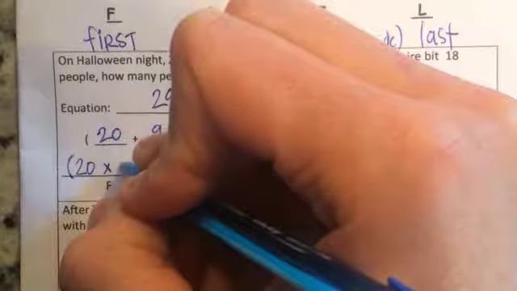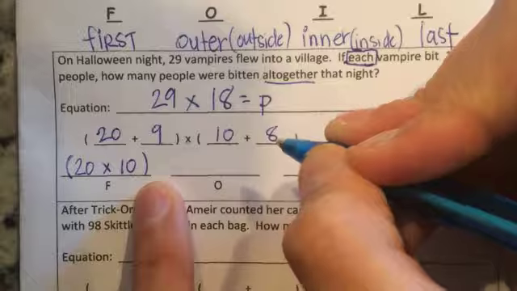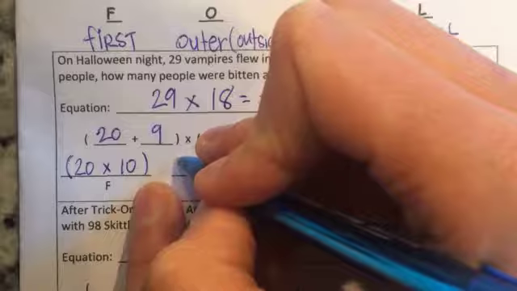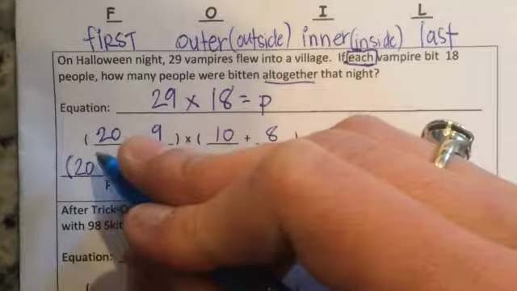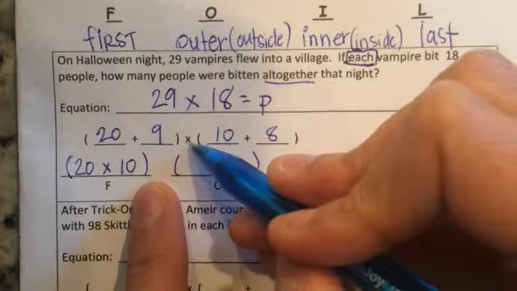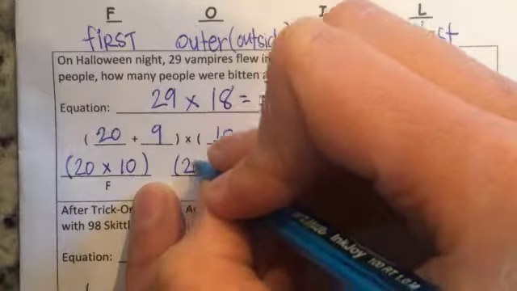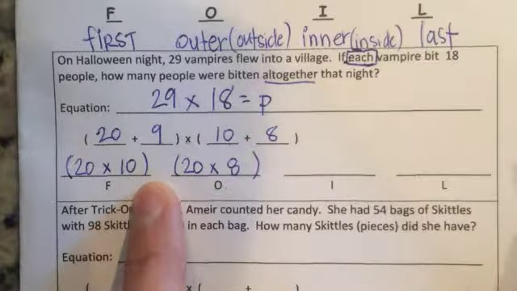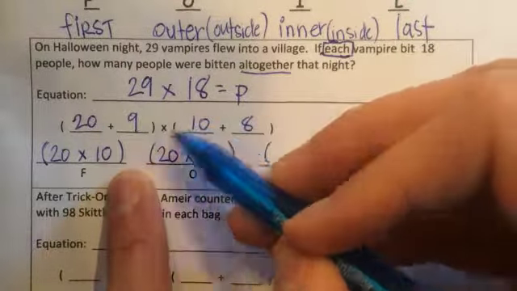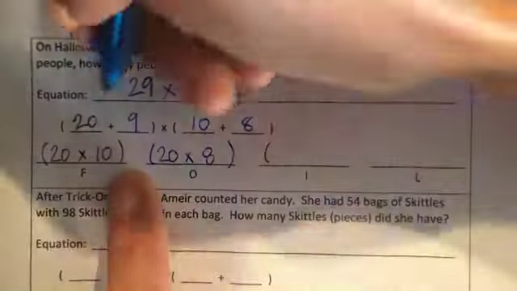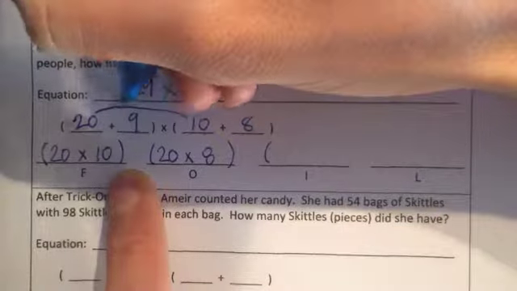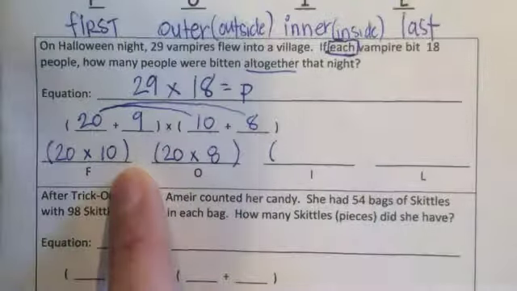20 times 10. Okay? Now we're going to do the outer, or outside, ones. Which two numbers are on the very outside of my equation? 20 and 8. Between them is a times sign, so 20 times 8. So I did 20 times 10, and then I did 20 times 8. Let's draw some lines to show what we did. So this was first. This was outer.